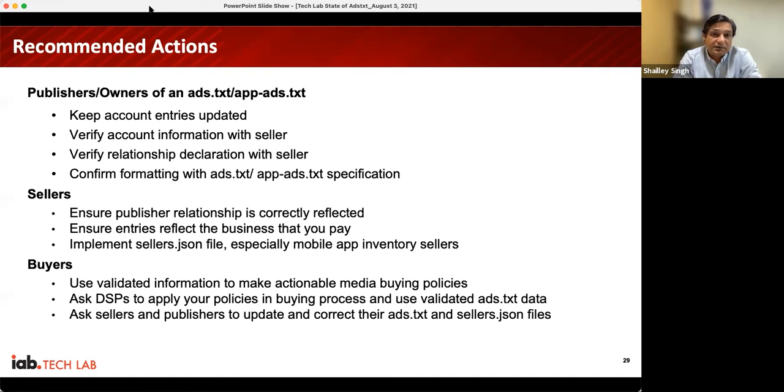On the seller side, what they can do is make sure that the publisher relationship is correctly reflected, ensure that the entries reflect the business that you actually pay, and then, of course, implement your sellers.json file, especially for the mobile app inventory sellers. It's a pretty high number that we were not able to find the sellers.json file for Ads.txt entries.